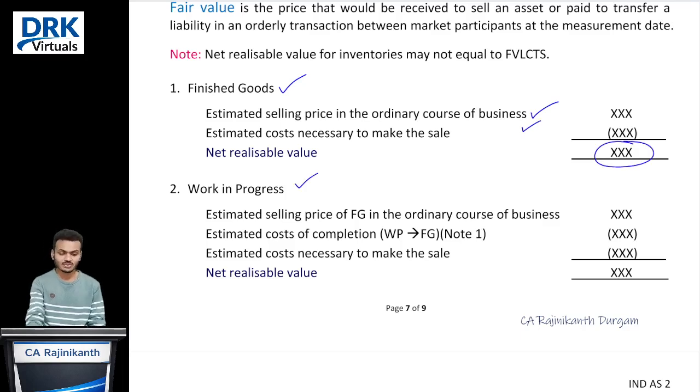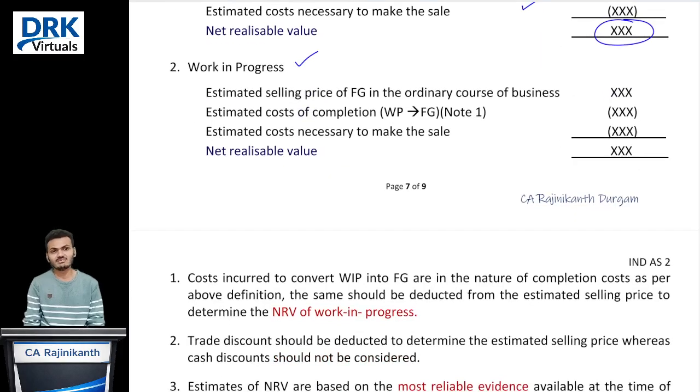If it is work in progress, we may or may not have a market for our work in progress. In that case, same, sir. Estimate the selling price of finished goods. From that, reduce the estimated cost to convert the work in progress into finished goods. From that, reduce the selling cost. We will get the net realizable value.